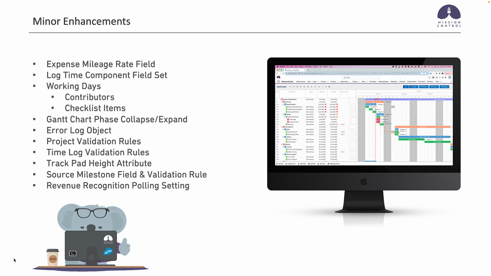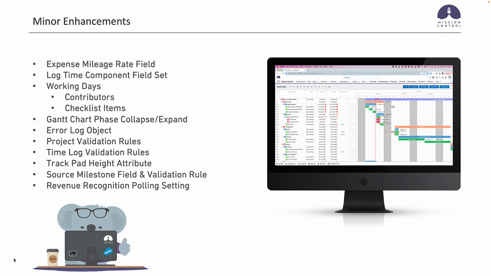There's a couple of validation rules also been added to the time log object. One will prevent you from editing core fields on the time log if the approval status is already approved. So for example, you might not be able to change the hours if you've already approved it. Likewise, there's another validation rule that prevents editing of those core fields if the time log has already been invoiced.